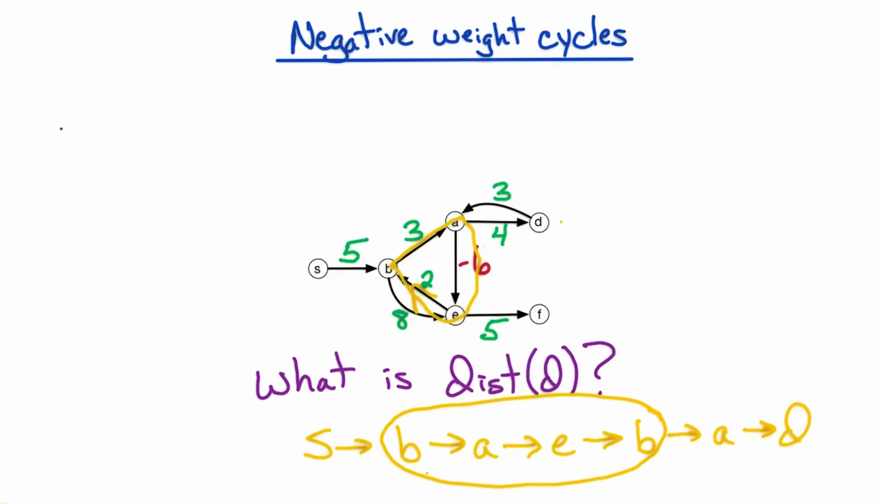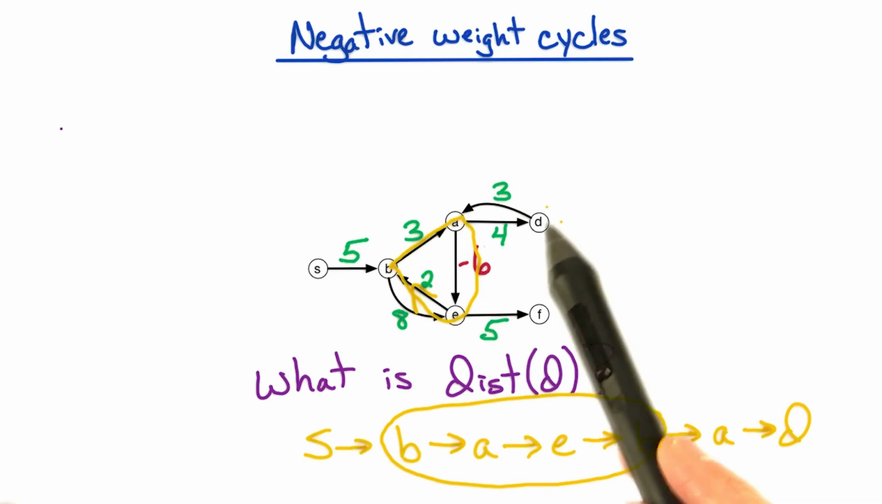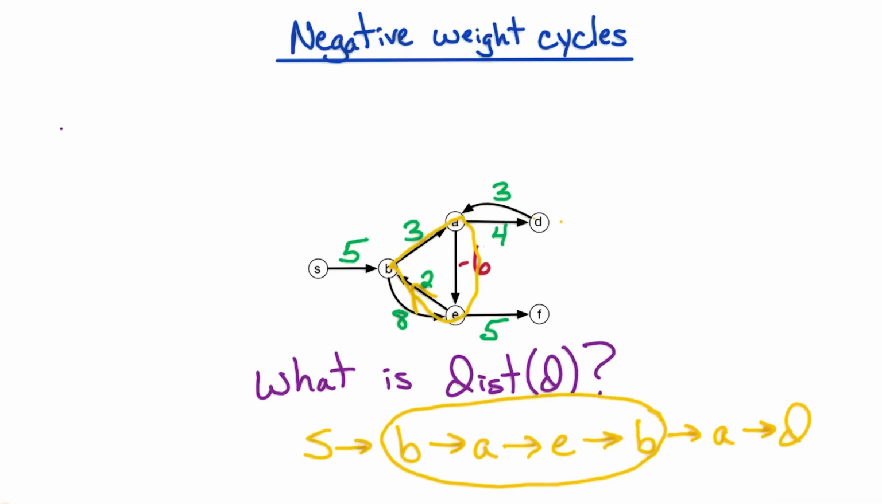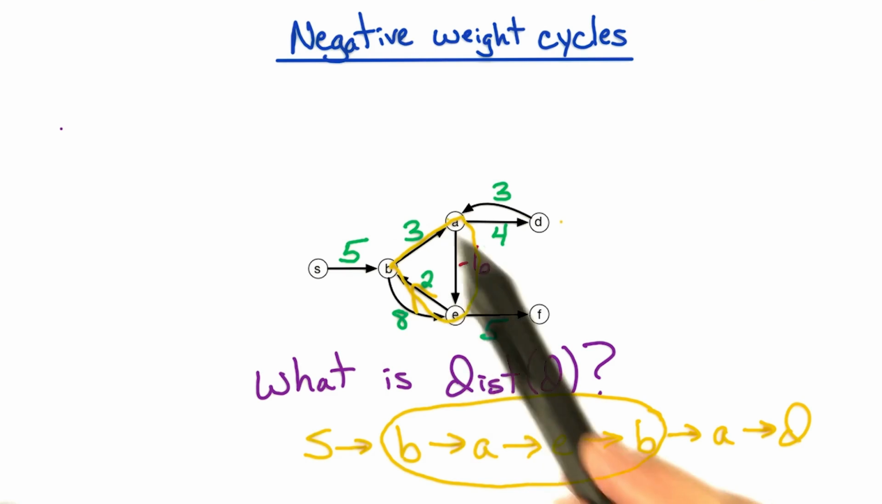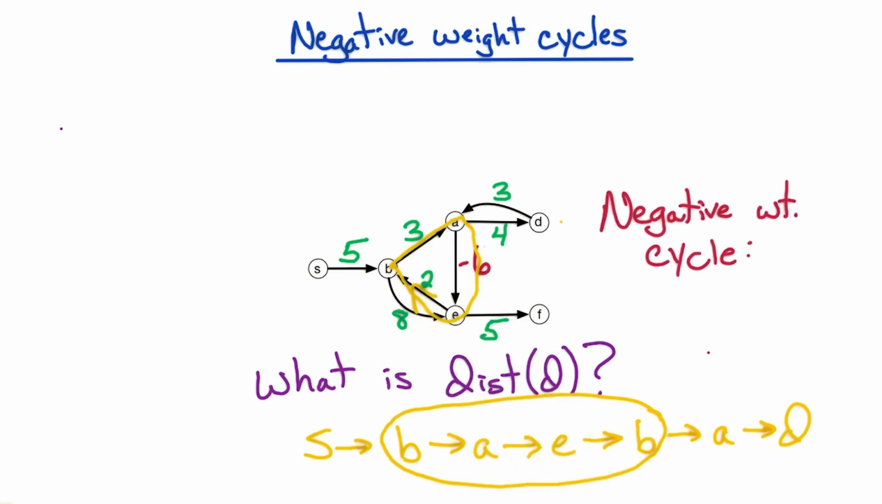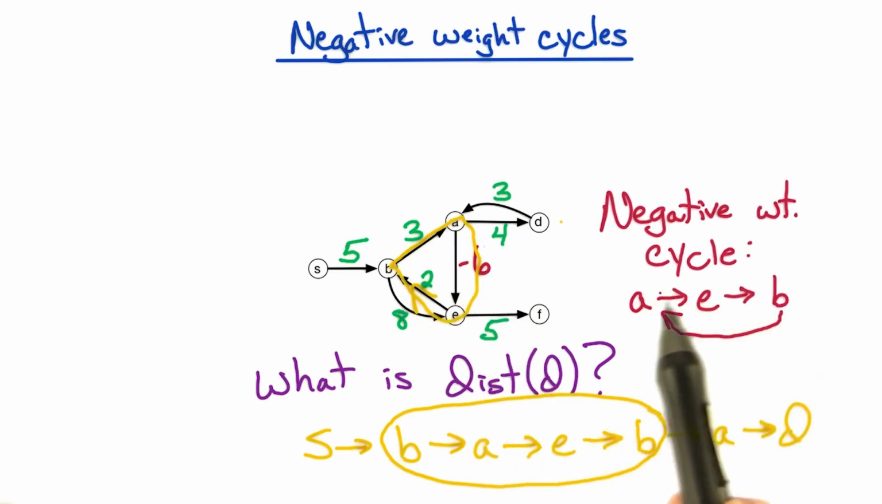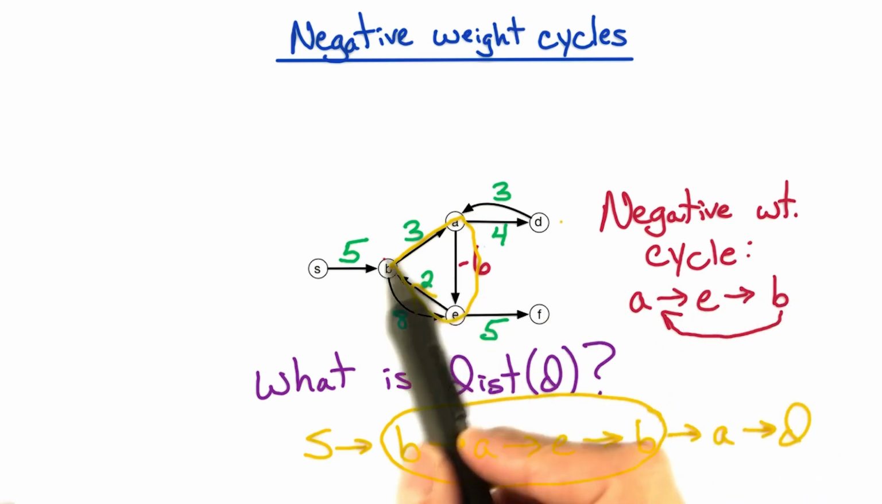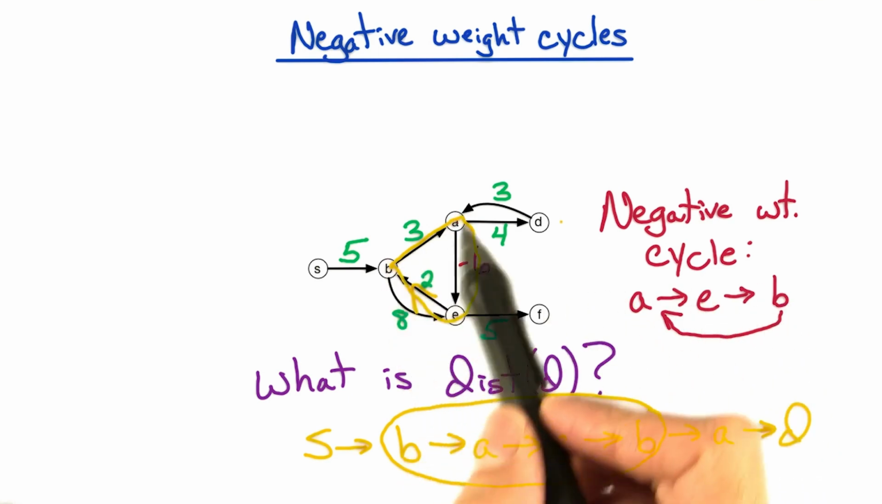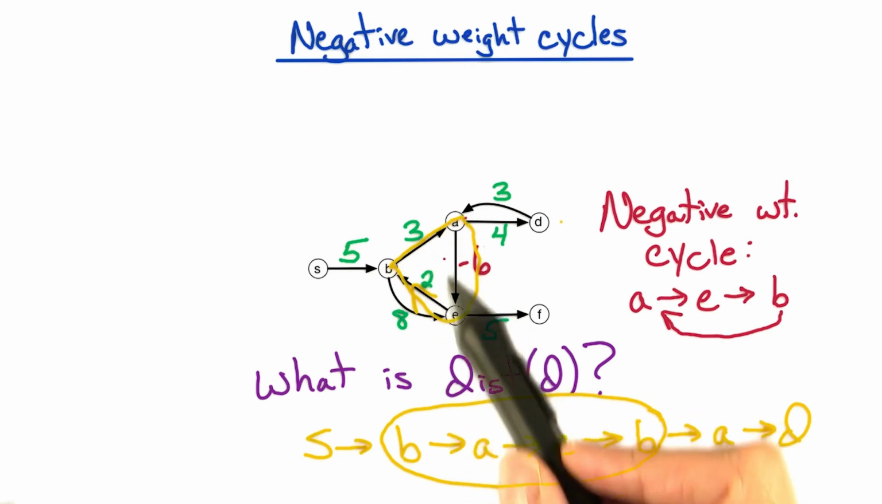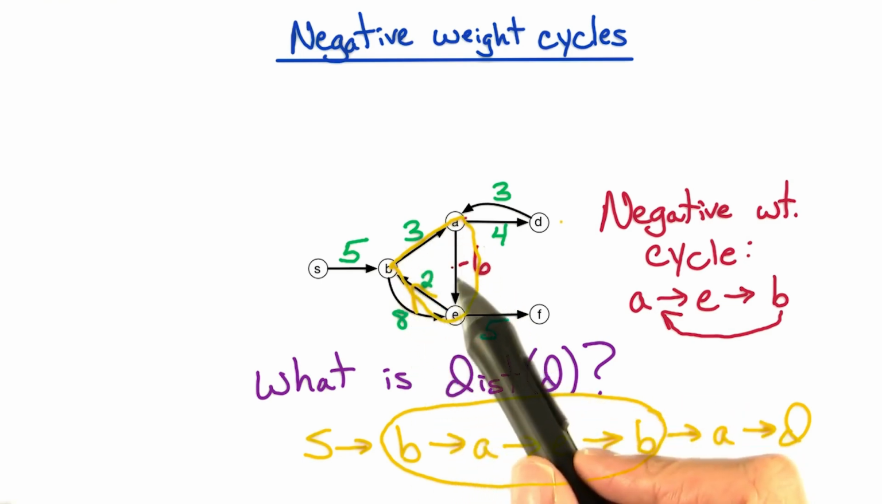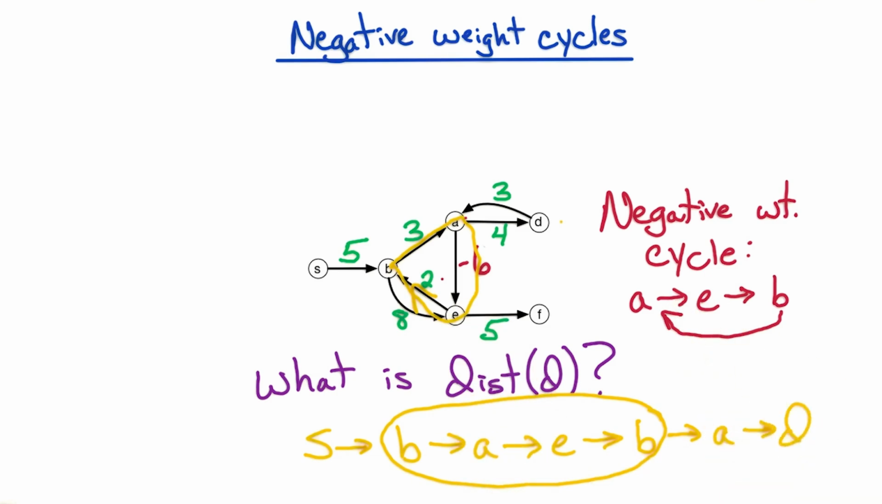Now this is a walk, it's not a path, because we're allowed to repeat vertices in this case. Now the shortest path in this example is S to B to A to D. That's if we're only allowed to visit a vertex at most once. But if we're allowed to repeat vertices, why not in this example? Then we want to go around this cycle an infinite number of times. This cycle is a negative weight cycle. The cycle going from A to E to B and back to A. The sum of the weights along this cycle is less than 0. So it's a negative weight cycle, we'll define it as.